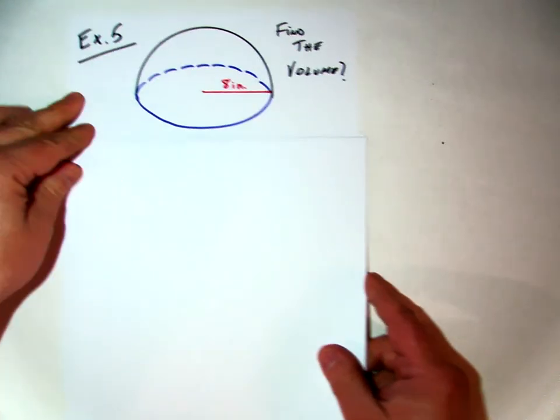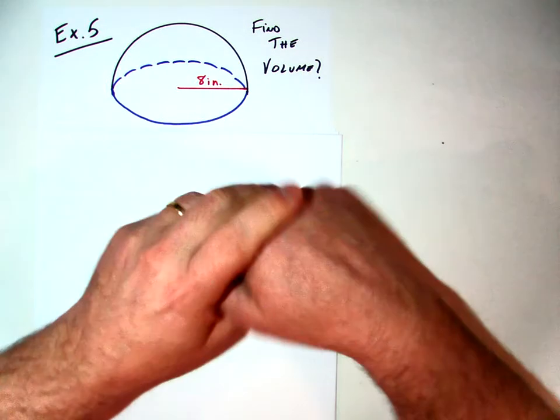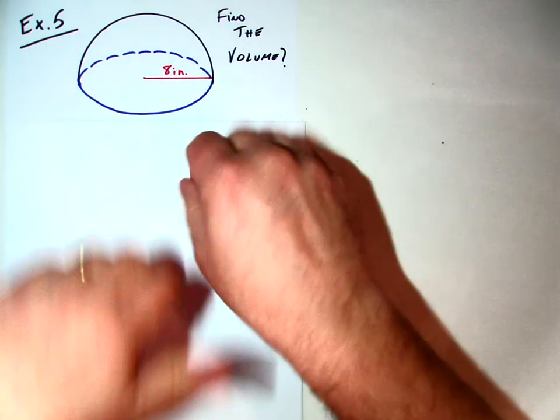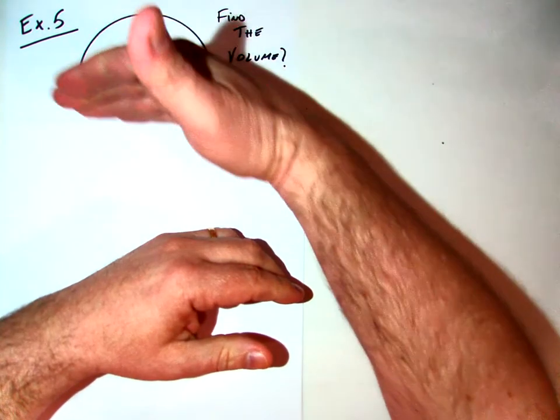This is not a complete sphere. Now, again, I'm trying to represent a three-dimensional object on a two-dimensional flat piece of paper. How much of the sphere do I have here? Well, what I'm trying to show you is this is the top half of the sphere. It's getting cut in half.